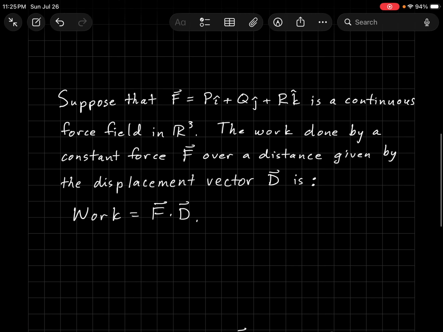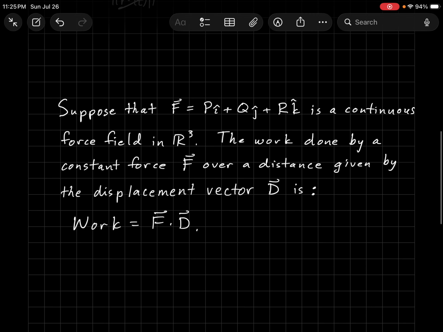So let's consider the idea of work. Suppose that we have a force field F equals P i plus Q j plus R k, where P, Q, and R are functions of x, y, and perhaps z in this case. And F is a continuous force field in 3 dimensions. The work done by a constant force over a distance is given by the formula F dot d, where d is our displacement vector. But we just talked above about how our displacement vector is what? Well, it's dr.